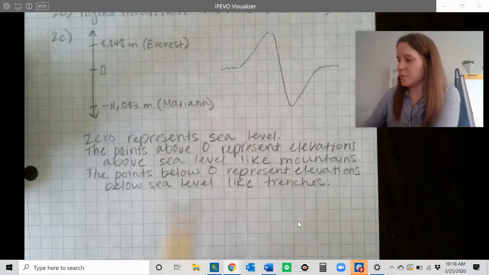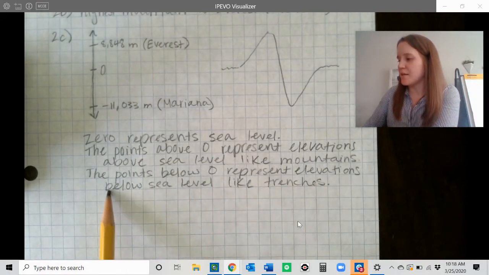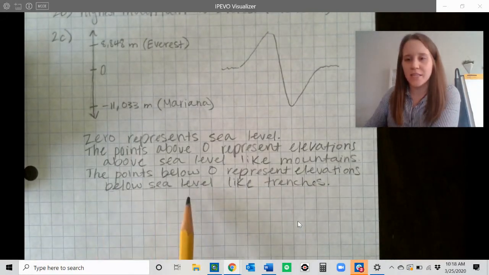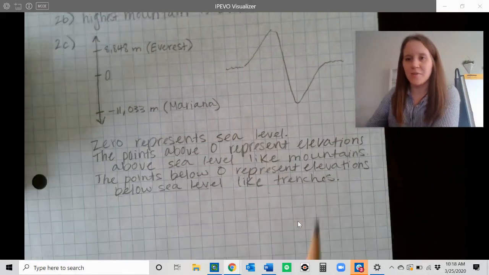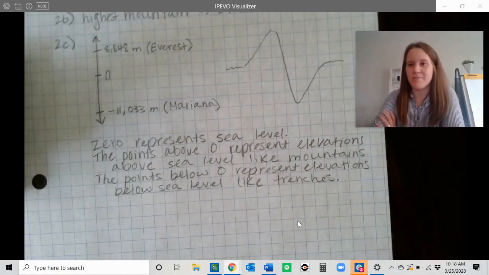All right, I wrote the points below 0 represent elevations below sea level. Look for that phrase in your answer. If you don't have it, go ahead and add it in. I put like trenches.